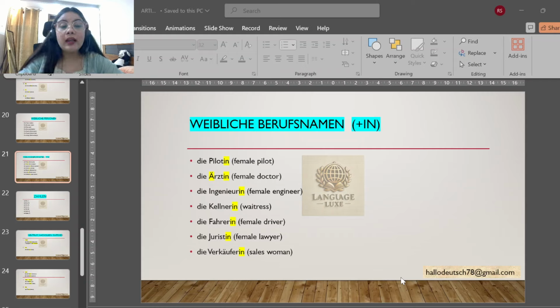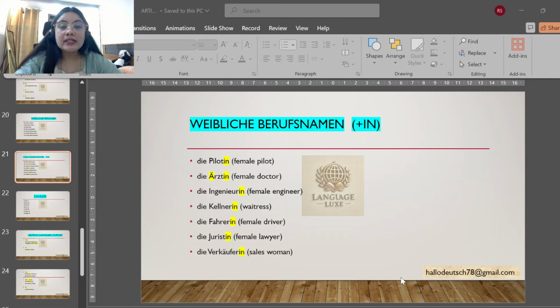Then we write der Ingenieur. Now simply change the article to feminine, which is change der, which is for masculine, to die, feminine, and just put -in in the end. So die Ingenieurin, in the end, that is female engineer. Die Kellnerin, that is waitress. Then comes die Fahrerin. Fahrerin, female driver.